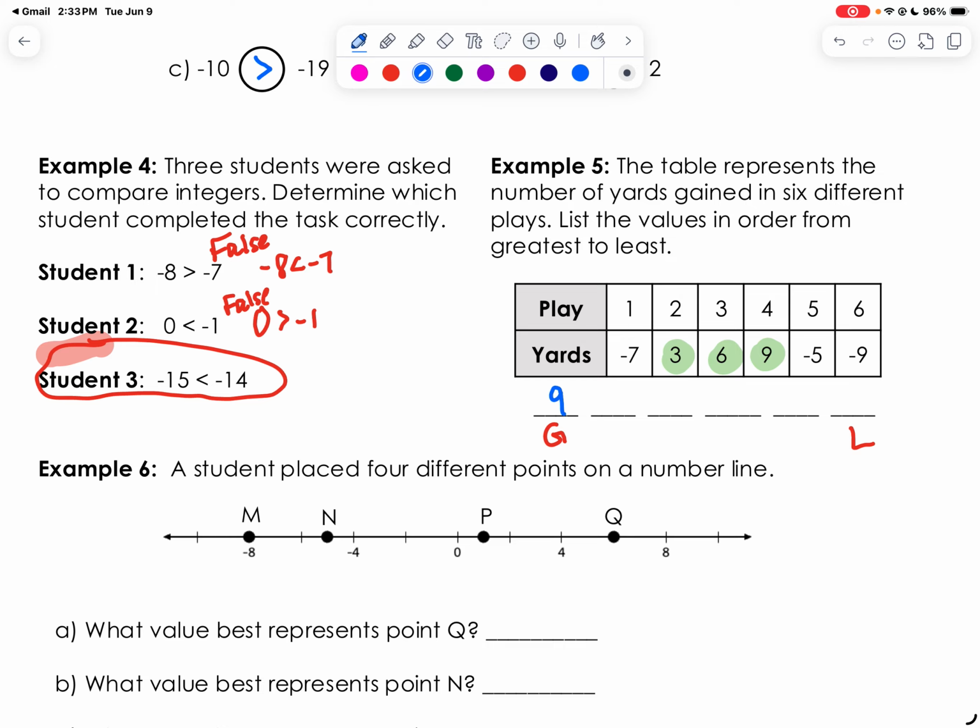So our largest gain was 9. Our next largest gain was 6. Our next largest gain was 3. All right, now we're going to look at the negatives. We have negative 7, negative 5, and negative 9. Remember, we want the smallest one to go last. So I know the smallest one would be negative 9. That has to go last. And then we would have negative 7 and negative 5. So now our integers are in order: 9, 6, 3, negative 5, negative 7, negative 9.